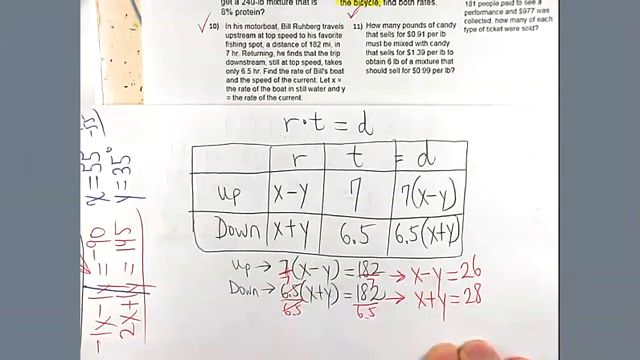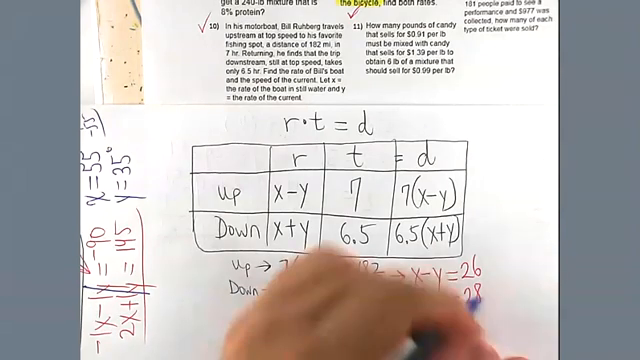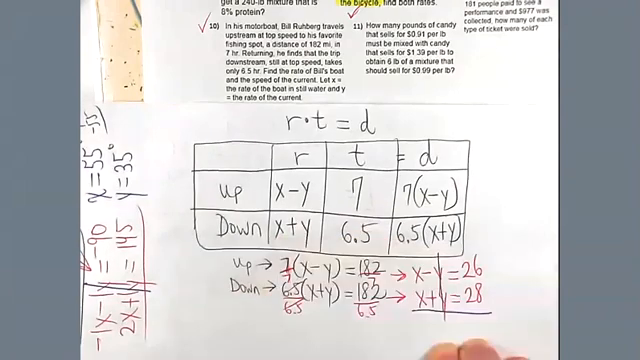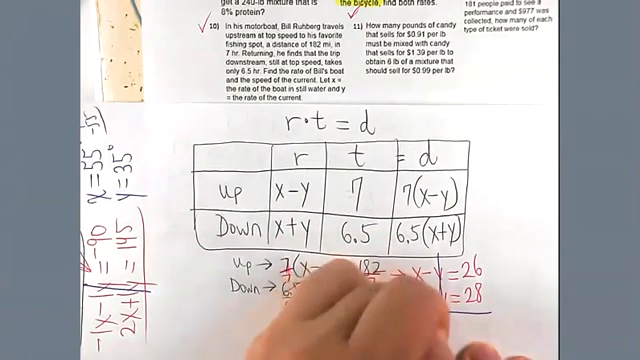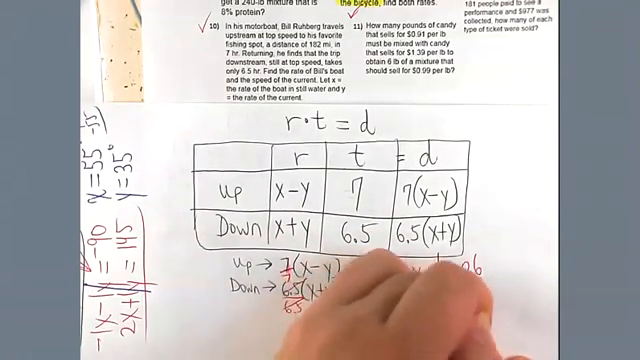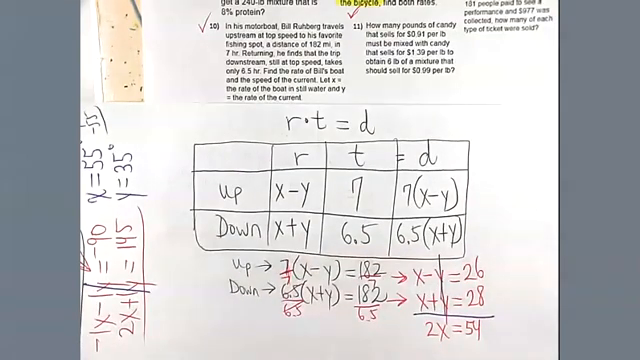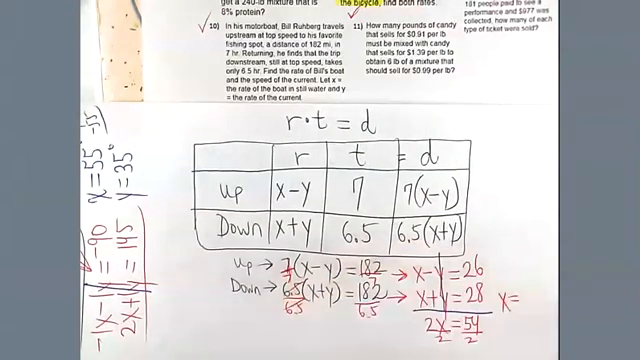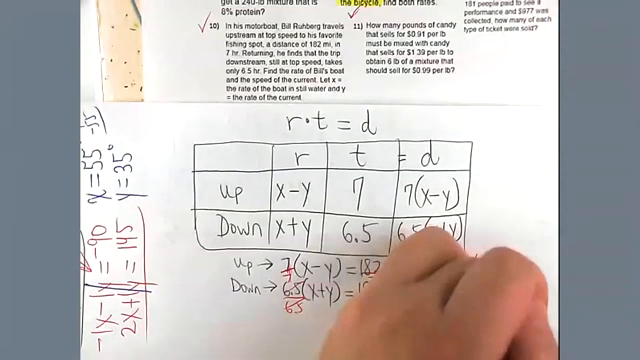But going back to what you said, yeah, sometimes you might want to pick a different letter, but you'll get the same answer at the end. So the y's automatically cancel, and we have 2x equal to 54. Divide both sides by 2, and x is equal to 27 miles per hour.